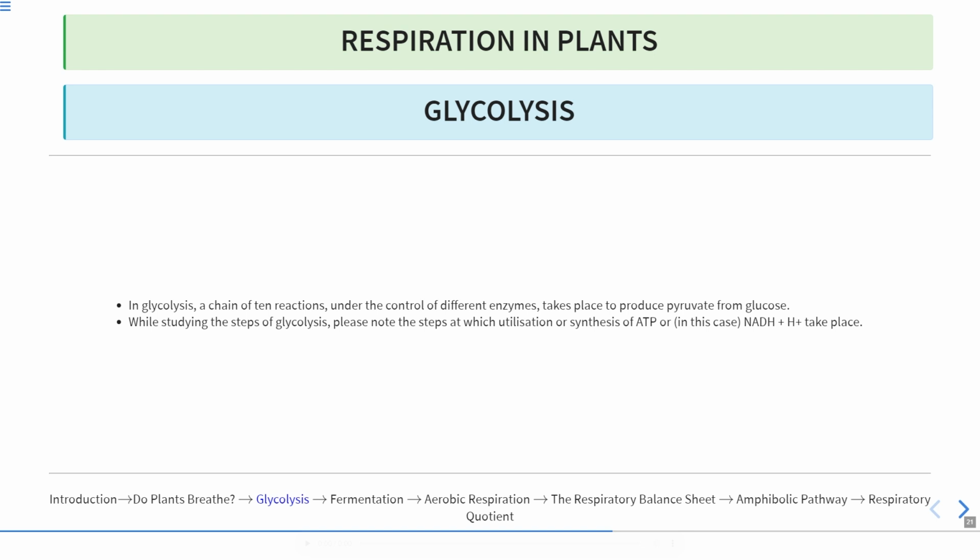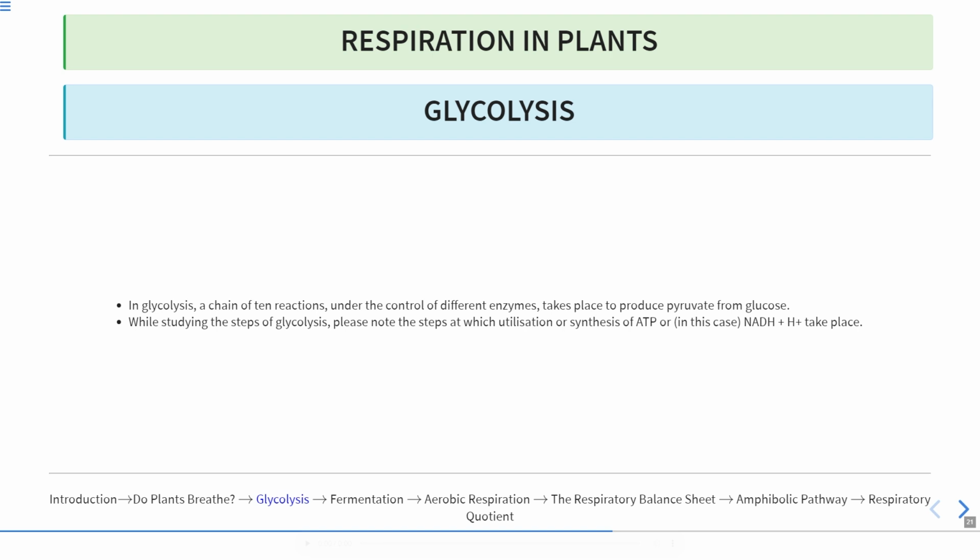Glycolysis is a chain of 10 reactions. The total number of reactions occurring in glycolysis is 10. These 10 reactions, under the control of 10 different enzymes, take place to produce pyruvate from glucose. And what is the end product? The end product is pyruvate, or pyruvic acid, formed from glucose.